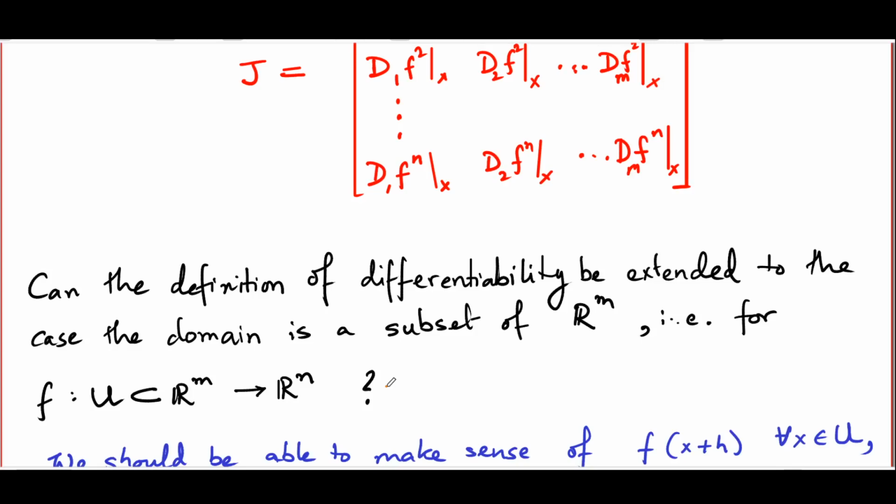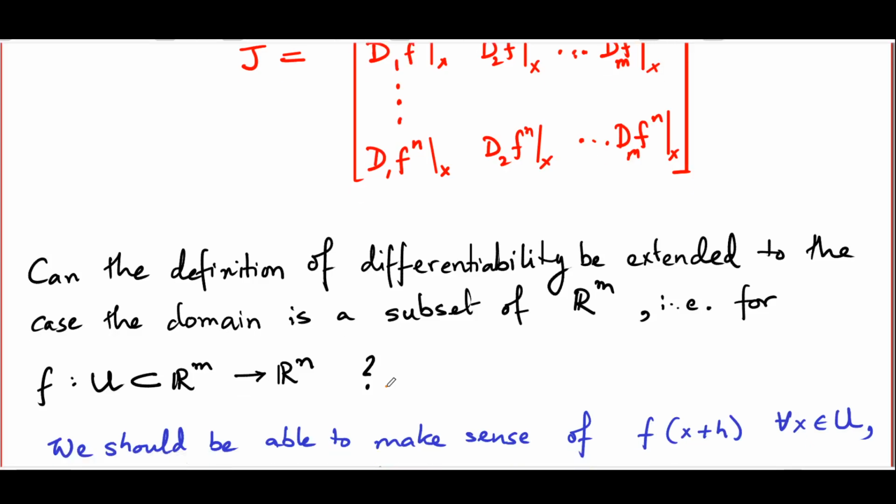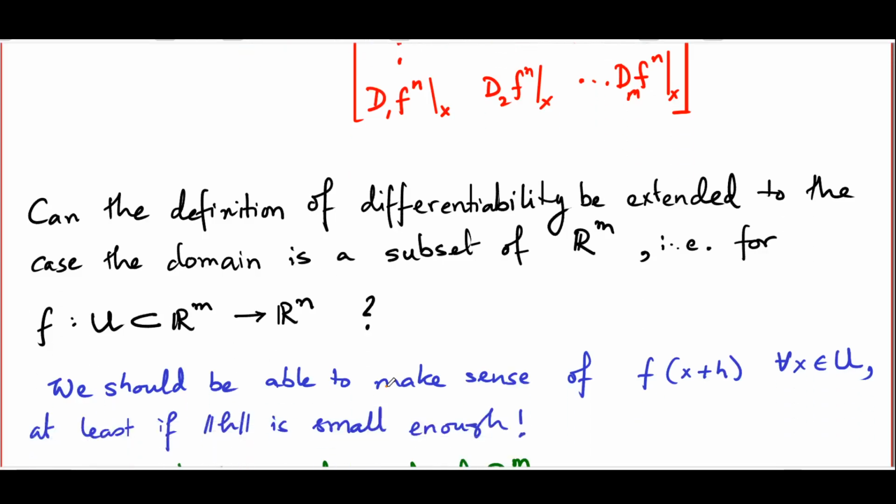But in any case, what we need to do in order to define differentiability for such a function is that you have to be able to make sense of the quantity f of x plus h for all x which are there in U, at least as long as the length of the vector h is small enough. After all, if you cannot apply f to x plus h, then the issue of f of x plus h being approximated very closely by f of x plus df at x acting on h simply does not arise.